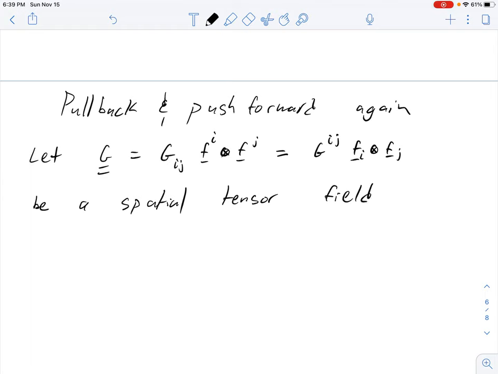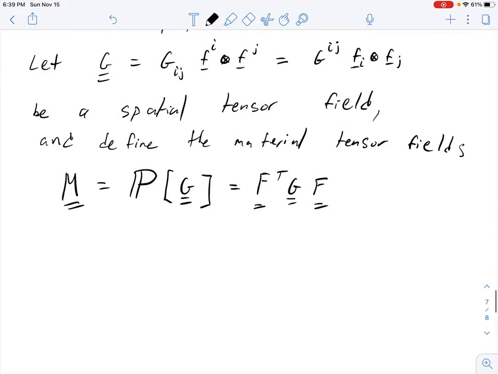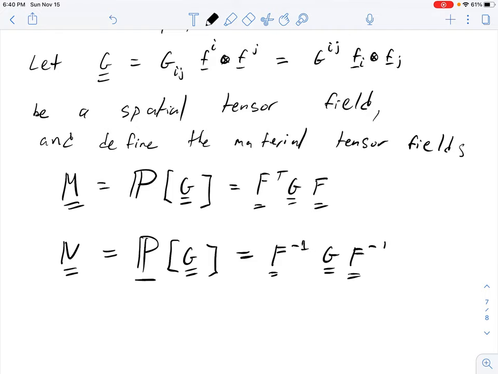And let's define two material tensor fields using the two pullbacks that we bothered giving a name to of G. So say that M is equal to the pullback without the fancy line under it of G, which is equal to F transpose G F. And let's say that N is equal to the fancy P with the fancy line under it, of G, which is equal to F inverse G F inverse transpose.